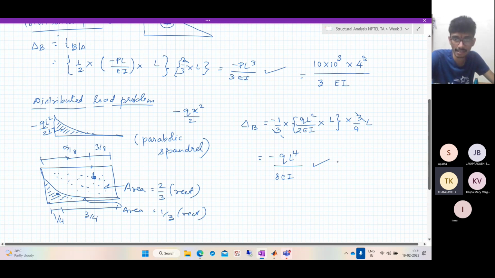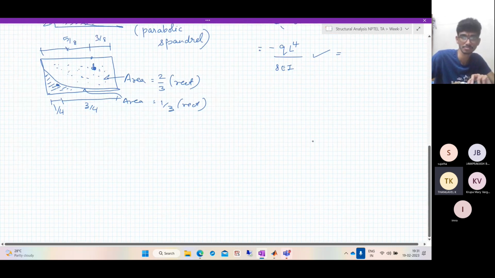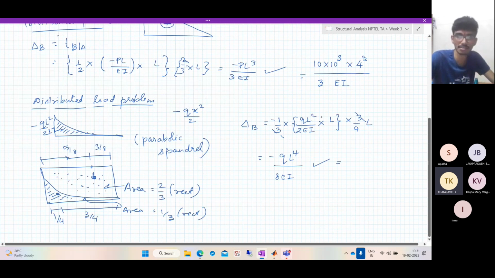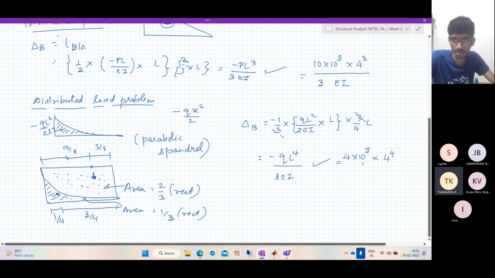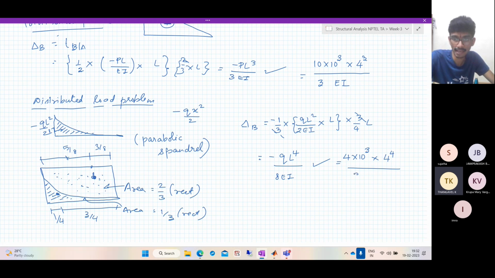Okay. And here, what is the thing? Q is how much? Q is 4. It is 4 kilonewtons per meter. When you convert it to newtons per meter, it is 4 into 10 power 3. L power 4 by 8 EI.